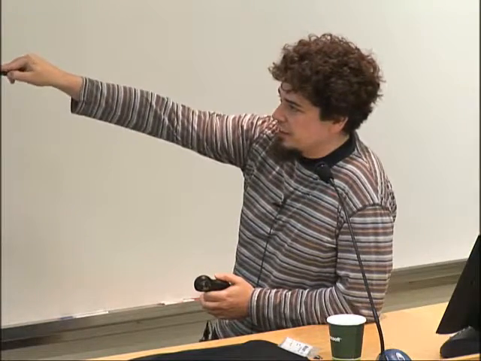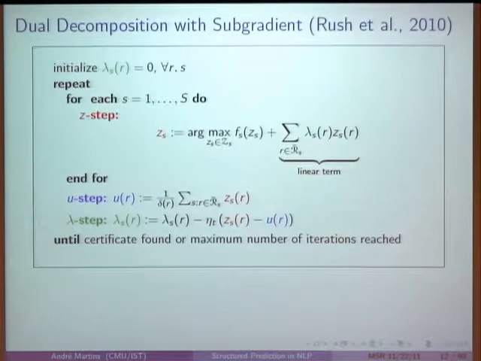So this algorithm is guaranteed to converge to the solution of the LP relaxation. And you can find a certificate if at some point in the algorithm all these zs agree with each other. If that happens, which means that U of r also agrees with everyone, then we know that we are done. And that can only happen if there is no relaxation gap, so if the solution is actually integer. Or you can just define a maximum number of iterations and stop after that.